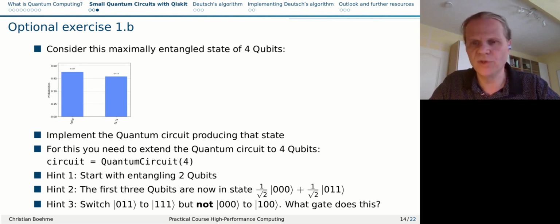After that, the first 3 of your now 4 qubits will be in the state 00 plus 11 for the first 2 qubits, and the third qubit will be in the 0 state, right? And if you look at that, you see that you just want to switch this one, 110 to 111, but not this one, 000 to 100. What gate does this? You don't have that many options actually on gates which are doing this. And yeah, one of them is the right one.